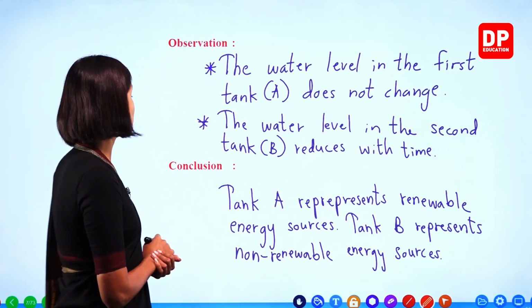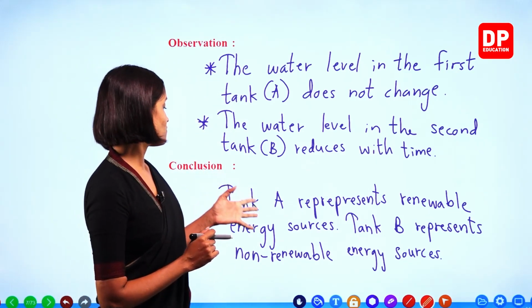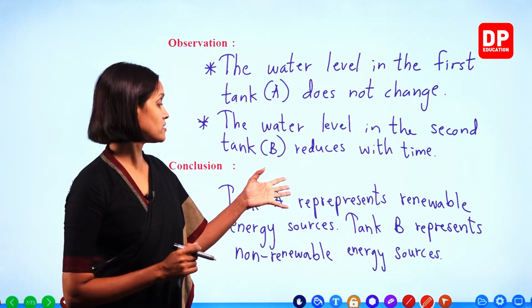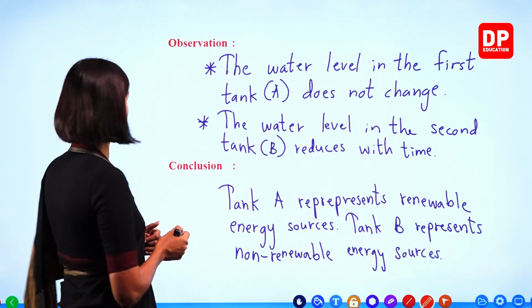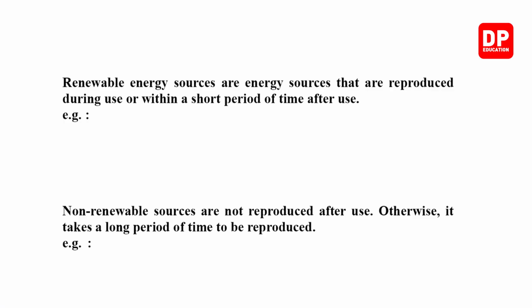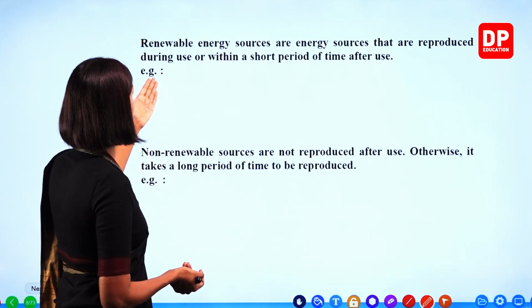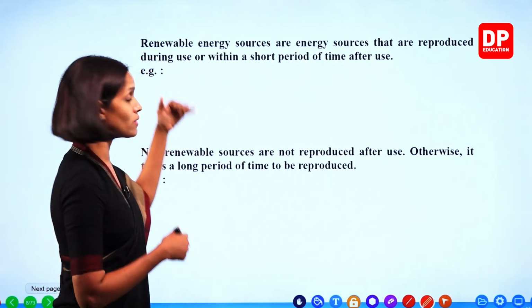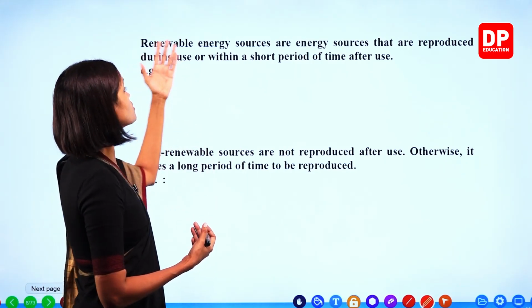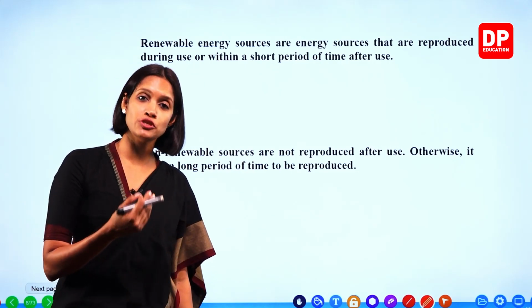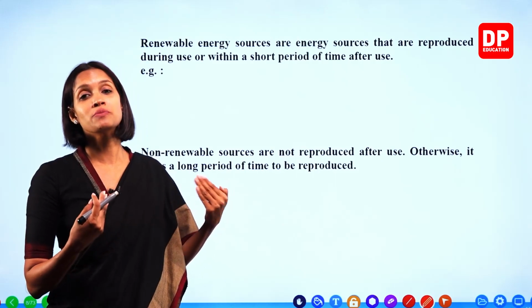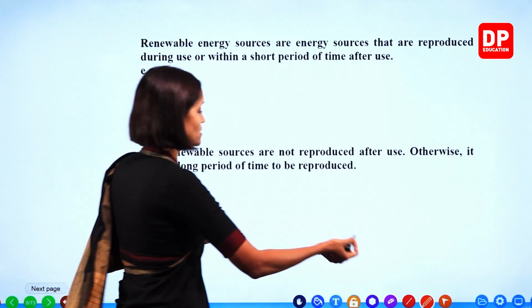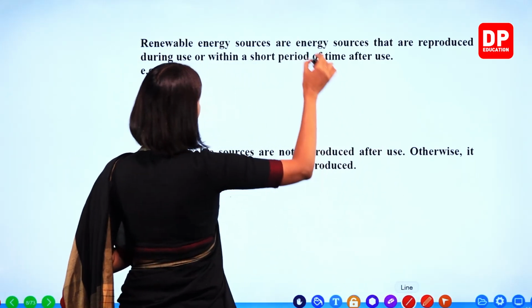Right, children? Tank A represents renewable energy sources while tank B represents non-renewable energy sources, right? Okay. So renewable energy sources are energy sources that are reproduced during use, or within a short period of time after use. Even after using, within a very short period of time, they are produced again. Okay, so this is the definition.